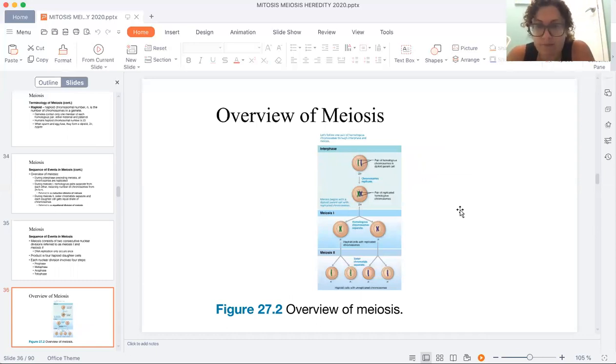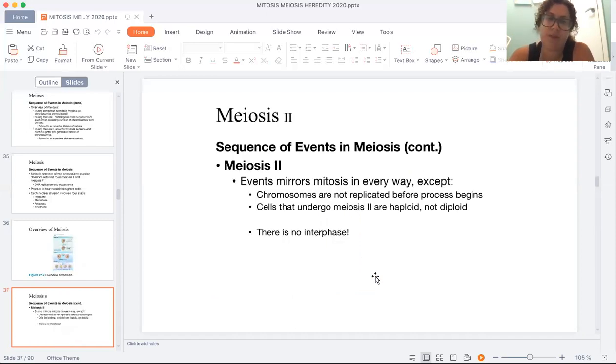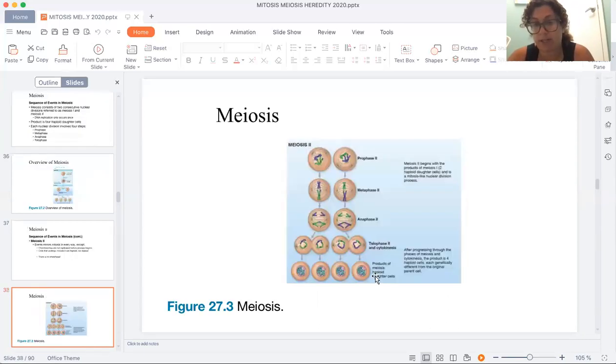So here we can see interphase. We're duplicating all the DNA material. In meiosis 1, we're separating out the homologous chromosomes, and then we're separating sister chromatids in meiosis 2. Meiosis 2, as I said, mirrors everything else except the chromosomes are not replicated. There is no interphase in meiosis 2. So there's prophase 2, metaphase 2, anaphase 2, telophase 2, and cytokinesis, and then we've got the 4 daughter cells.